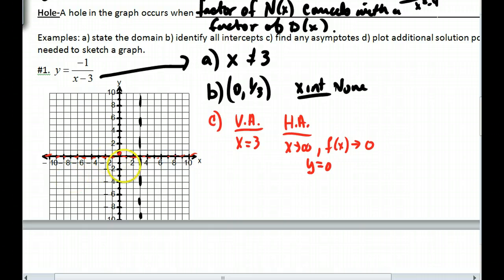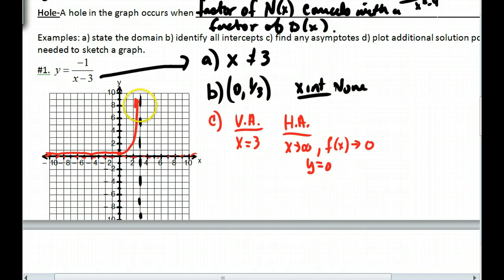Now, I never said that I would cross the x-axis, so it looks like I'm going to approach this horizontal asymptote from the top because I can't cross the x-axis. I didn't find any zeros, and I have this point above the x-axis. So which is the only way I can go? Boom, it looks like I can only go there.